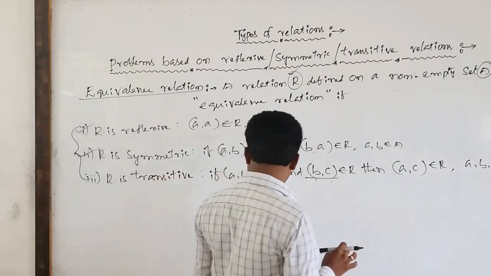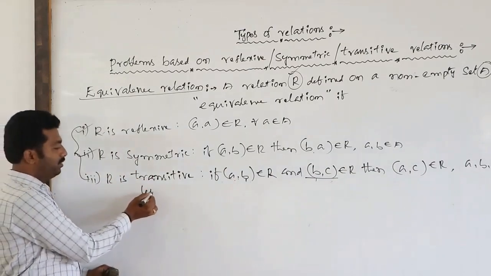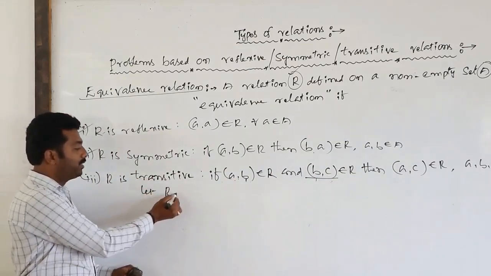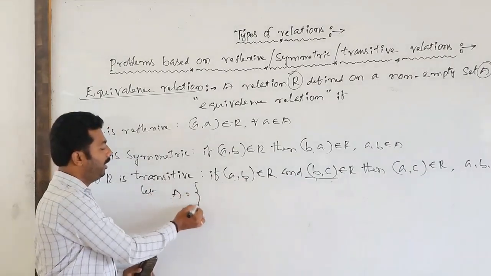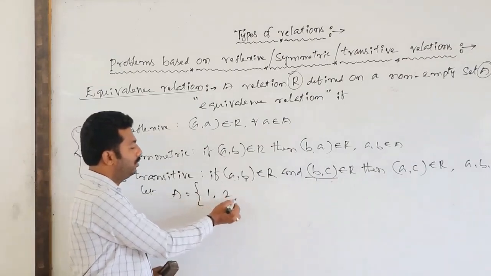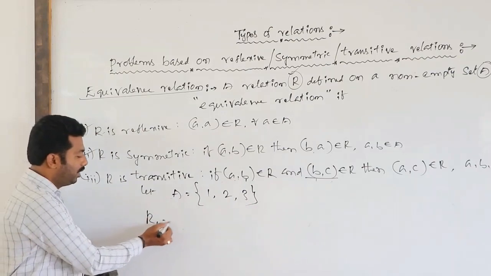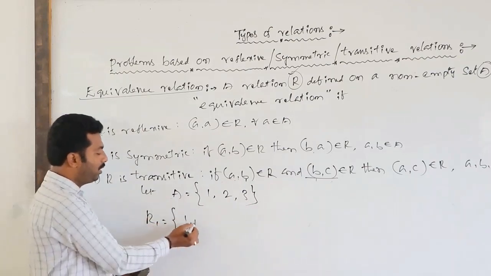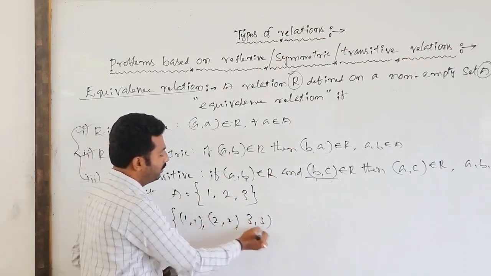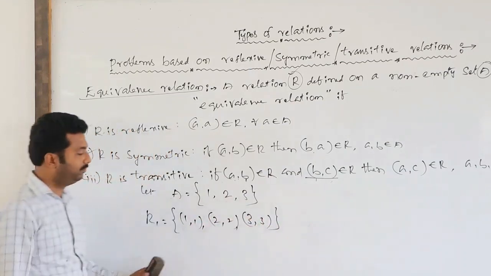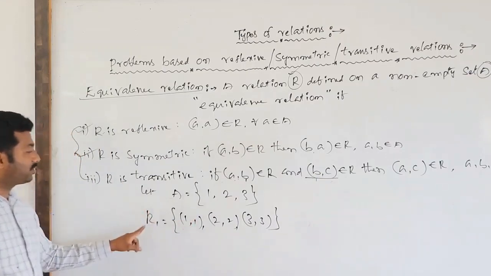See, one example I will write. First, before writing the example, one non-empty set we have to define. What is the non-empty set? Capital A equal to {1, 2, 3}. Some relations we are writing. R1 equal to {(1,1), (2,2), (3,3)}. See here. R1, whether it is reflexive or not.